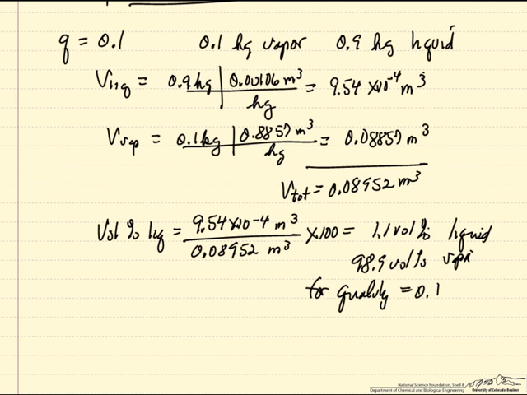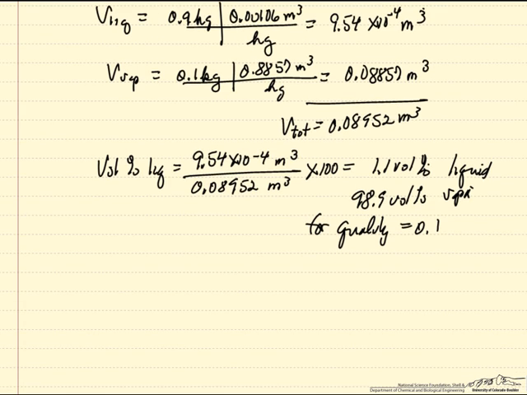So volume of liquid divided by the total volume times 100. Even when it's 90% liquid, the volume percent liquid is only 1%. It's still 98.9% vapor by volume.